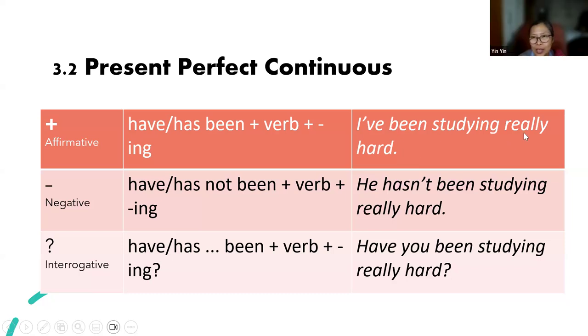So, I've been studying really hard. I've been studying. He hasn't been studying really, really hard. Have you been studying really hard? This is easy. Low exercise, low bar.